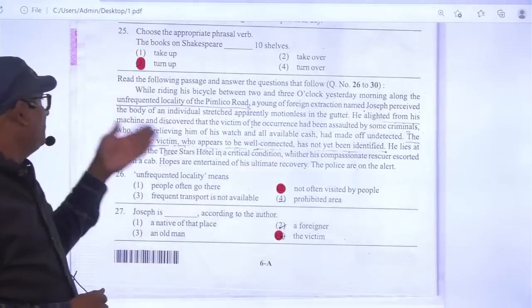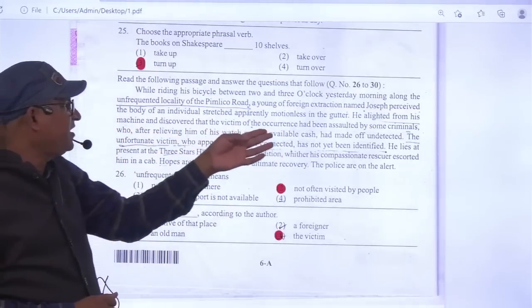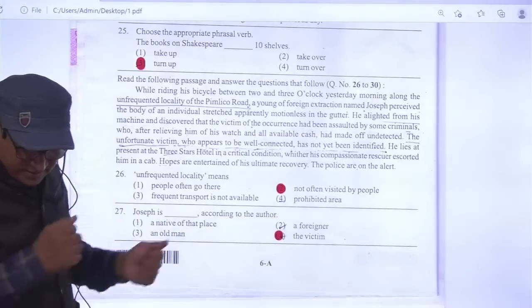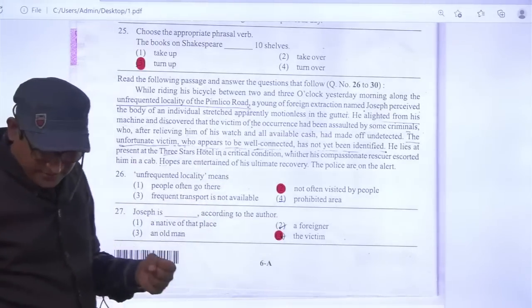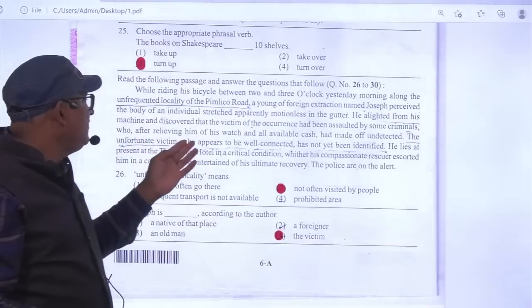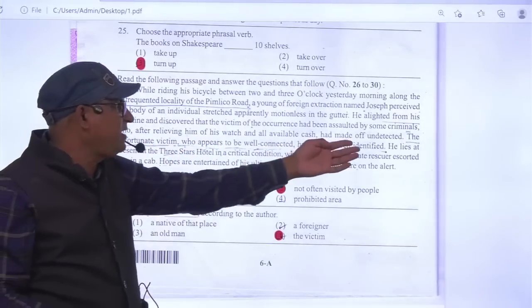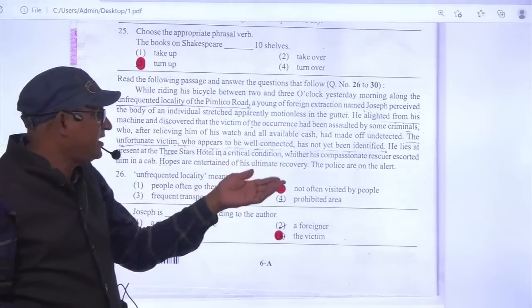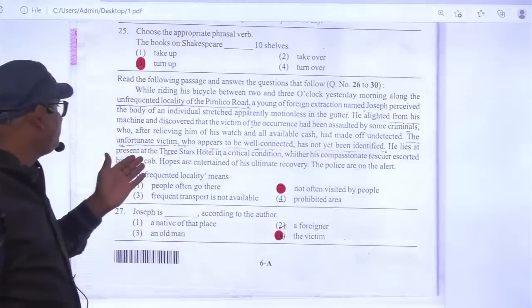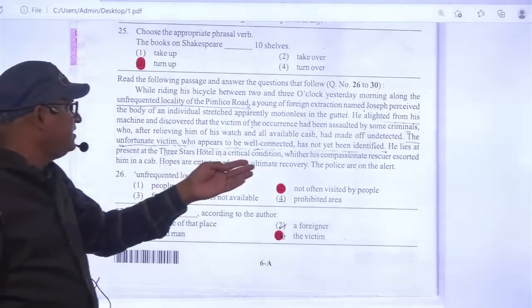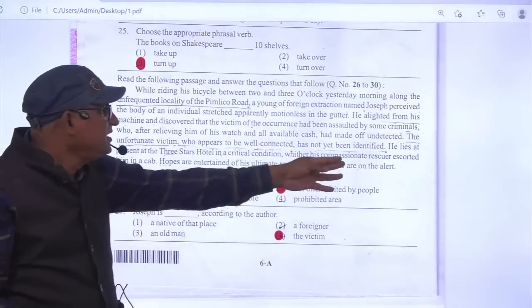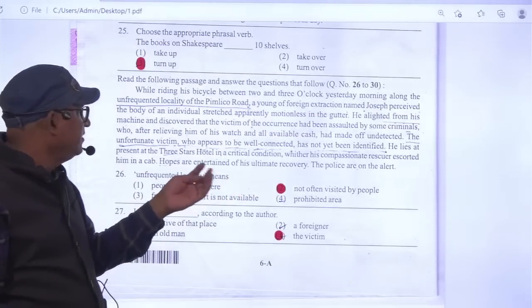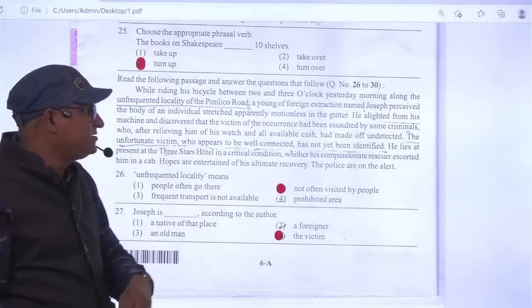He alighted from his machine and discovered that the victim of the occurrence had been assaulted by some criminals, right? Who after relieving him of his watch and all available cash had made off undetected. The unfortunate victim, who appears to be well connected, has not yet been identified. He lies at present at the 3 Stars Hotel in a critical condition. Neither his compassionate rescuer spotted him in a cab nor entertained hope of his ultimate recovery. The police are on the alert.